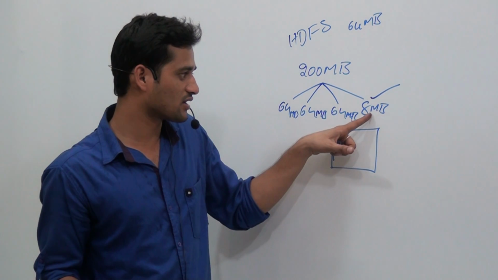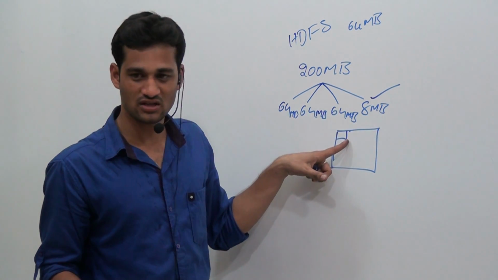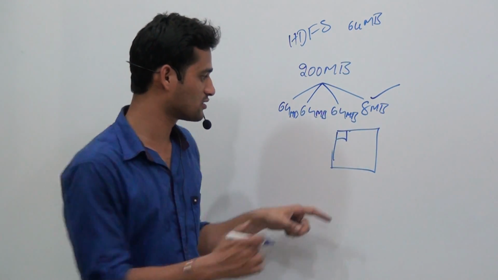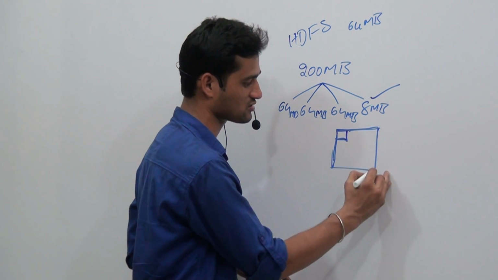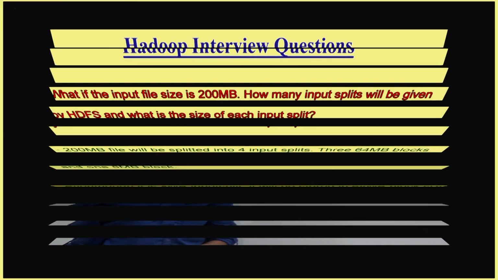Okay, so this 8 MB is the logical split. This 64 MB HDFS block size is the physical split.